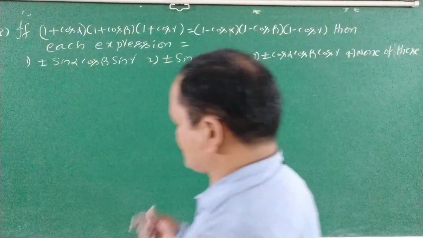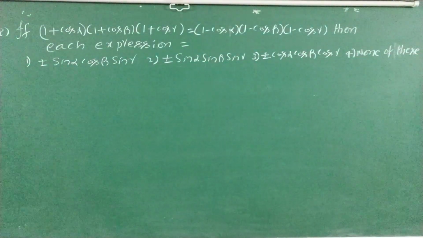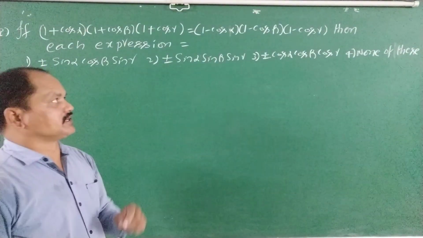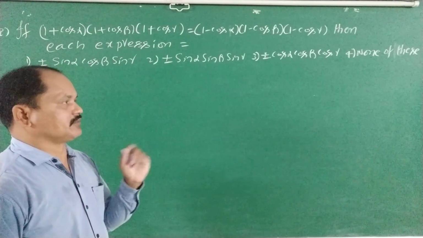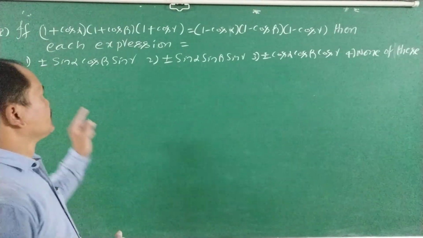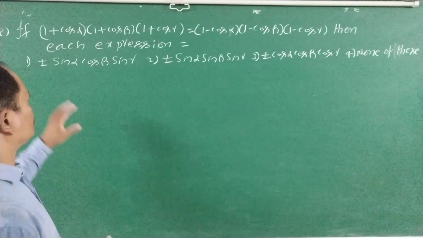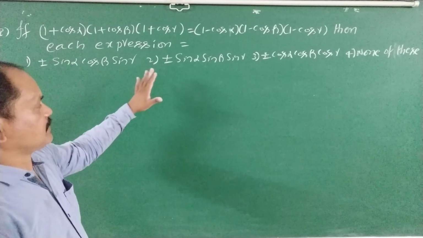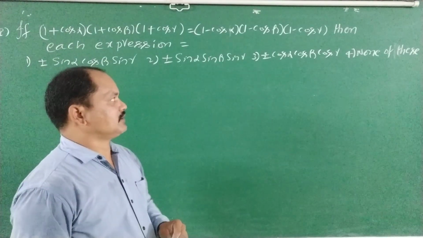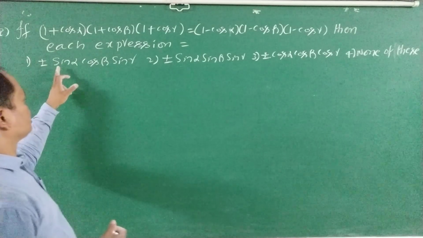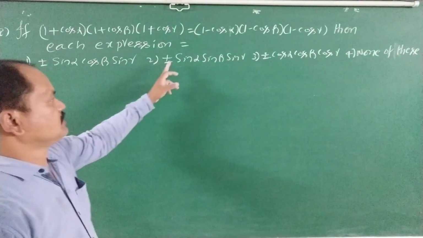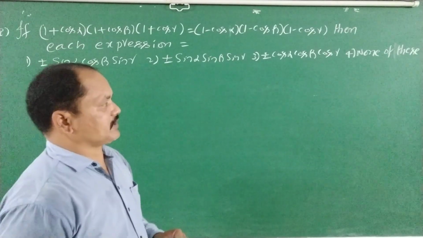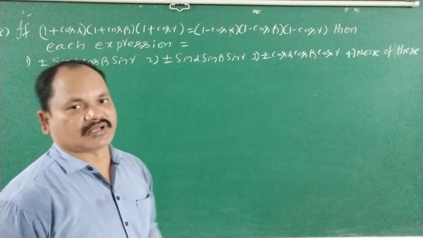Now we are going to the next question. If 1 plus cos alpha into 1 plus cos beta into 1 plus cos gamma is equal to 1 minus cos alpha into 1 minus cos beta into 1 minus cos gamma, then each expression is equal to: first option plus or minus sin alpha, sin beta, sin gamma; second option plus or minus sin alpha, cos beta, sin gamma; third option plus or minus sin alpha, cos beta, cos gamma; and fourth option none of these.